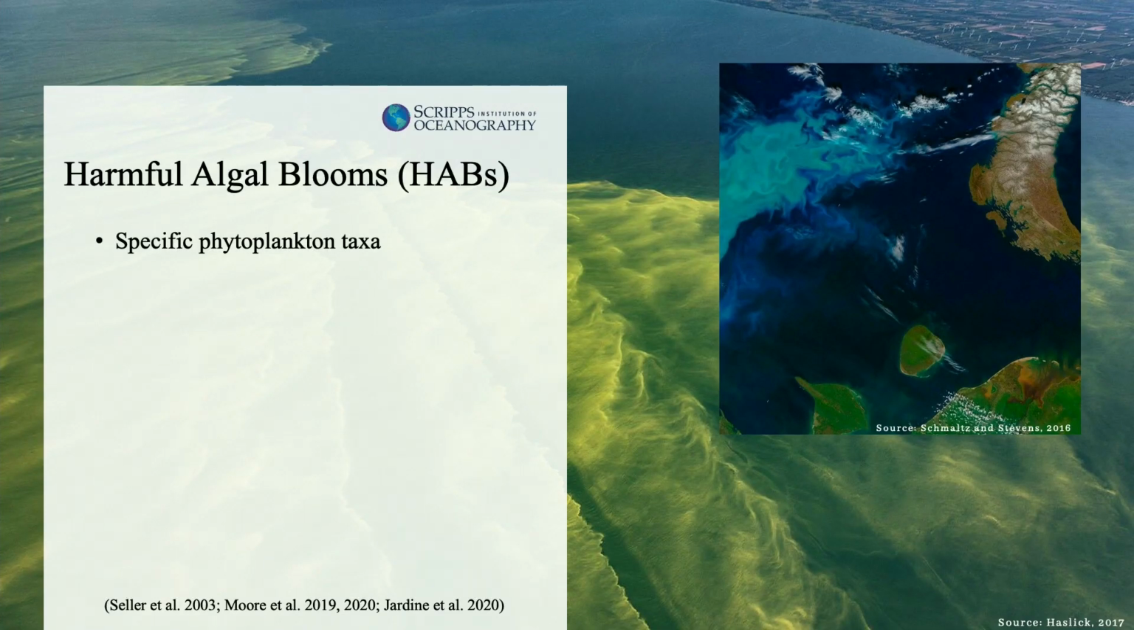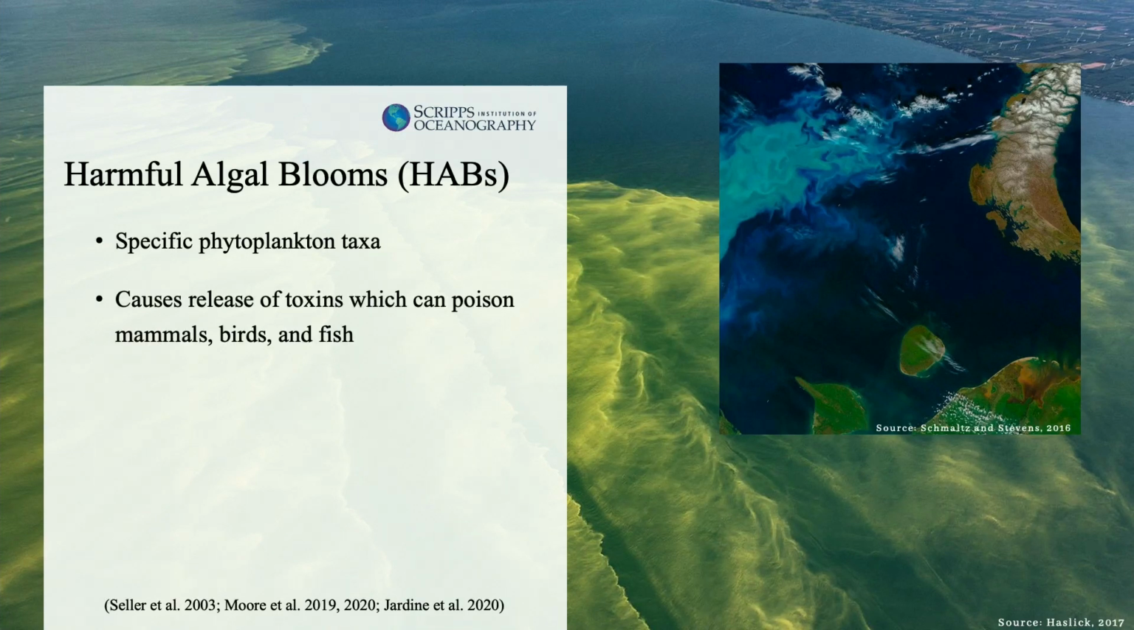So harmful algal blooms can occur when specific species of phytoplankton are in the water column, and they can cause a perturbation to the ecosystem, typically via two different mechanisms. The first mechanism is that they can release toxic substances into the water column, and when these are ingested by mammals, including humans, fish, and birds, this can cause illness or in some cases even death.